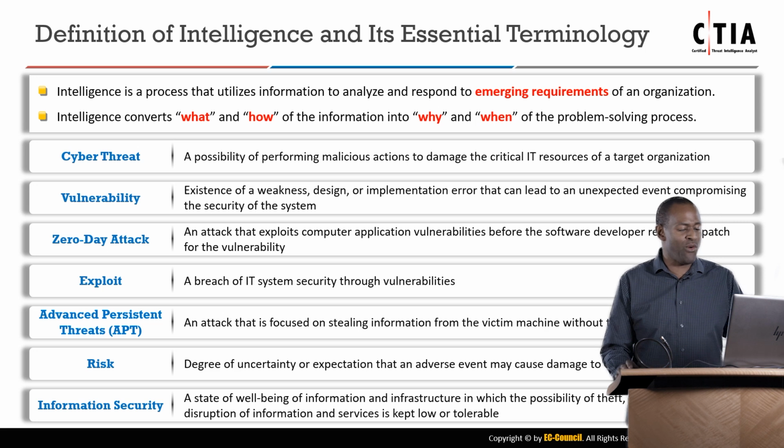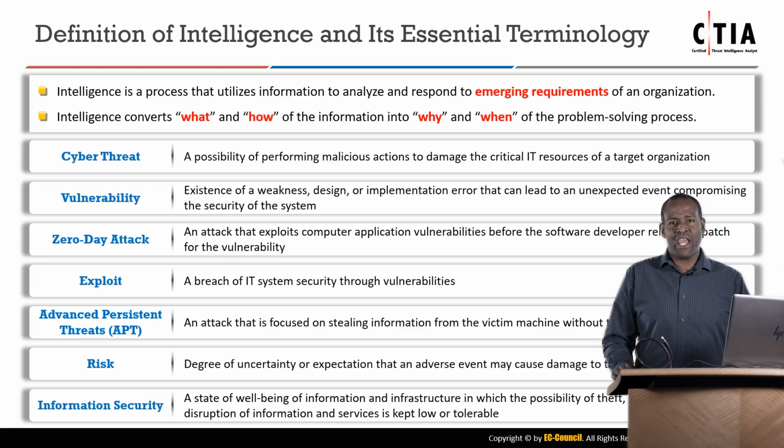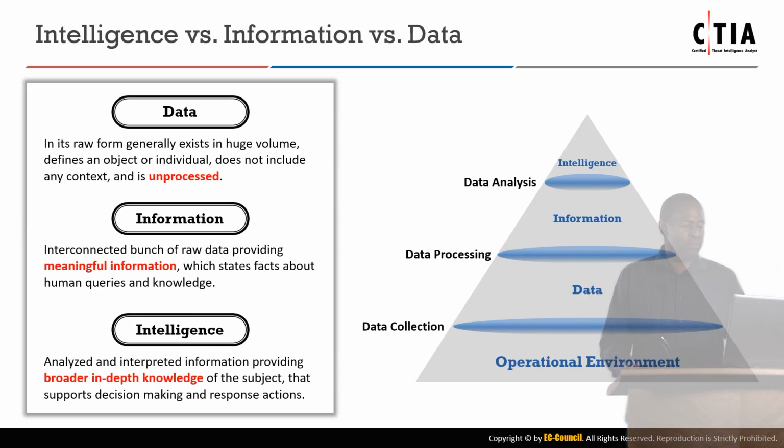Information security: a state of well-being of information infrastructure in which the possibility of theft, tampering, and disruption of information and services is kept low or tolerable. So what we're saying is we want to take our information systems, be they host systems, be they networks of hosts and servers, cloud interconnects, IoT, AI, and any other type of information system, and secure it to the best possible level so that any risk, any threat is kept very low, very minimal.